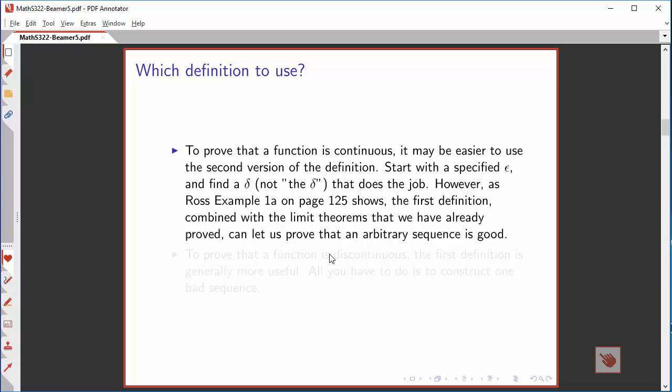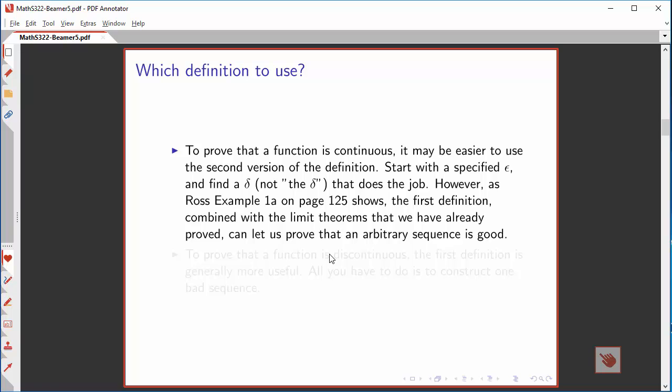Both these definitions are useful. If you're trying to prove that a function is continuous, which means you have to show that every sequence is good, it's sometimes easier to use the second version of the definition. You start with an epsilon, and then you find some delta that does the job. And I say a delta, not the delta, because there are many different deltas that may work. If delta equals 1/1000th works, delta equals 1/2000th will work equally well.